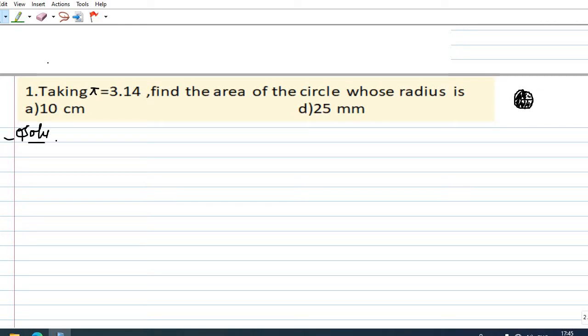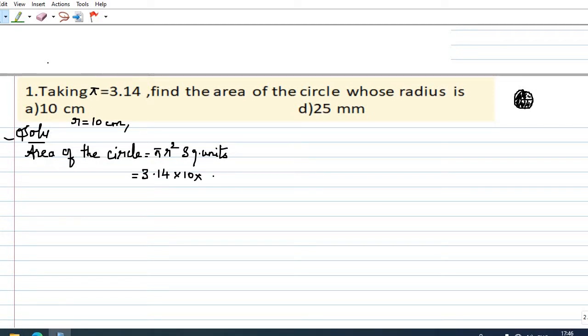Solution. Area of the circle is equal to pi r square units. See, area means the unit should be in what? Square. So pi, what have they given? 3.14. Radius is what? 10 centimeter. So into 10 into 10.